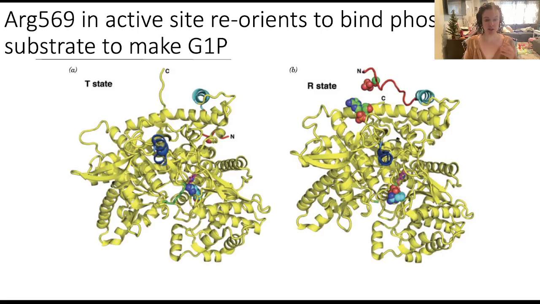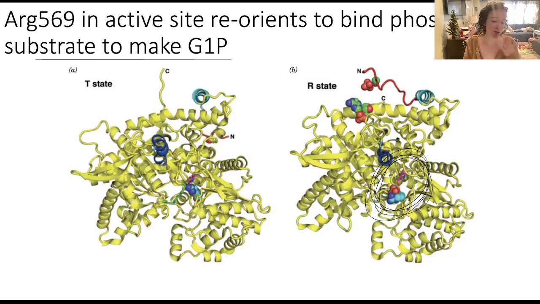And that shape change in the active site here allows an arginine, a different arginine in the active site, to reorient to better bind one of the substrates of this enzyme, phosphate, right? Imagine that before the arginine was facing away, and now it's facing towards that phosphate, ready to bind. And so this is how an allosteric modulator can impact the activity of an enzyme.